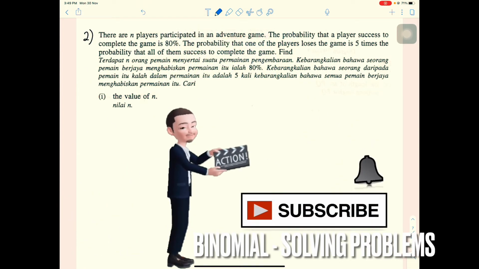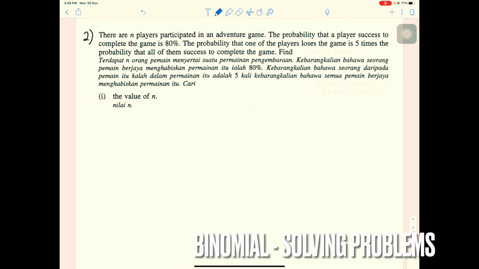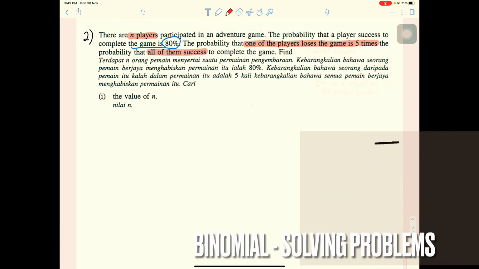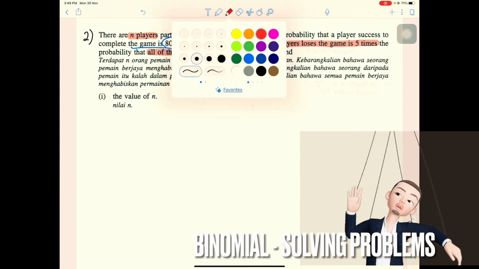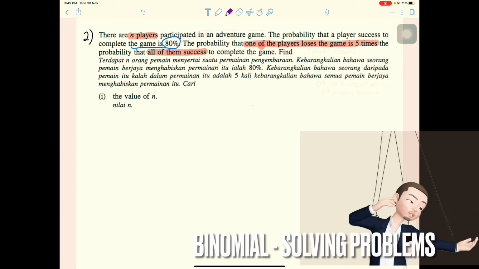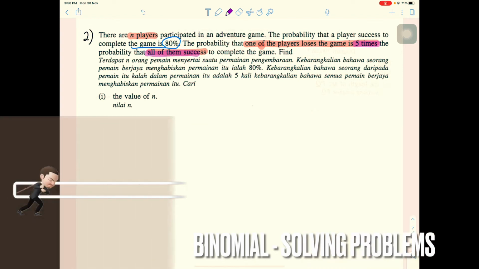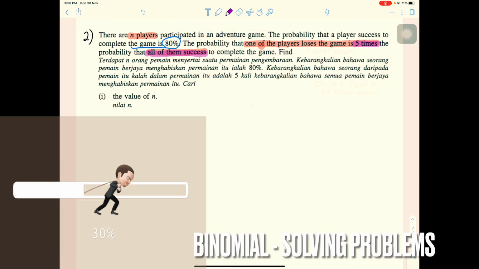Okay, and then continue with example 2. There are n players who participate in an adventure game. The probability that a player succeeds in completing the game is 80%. And the probability that one of the players loses the game is 5 times the probability that all of them succeed in completing the game. Find the value of n.